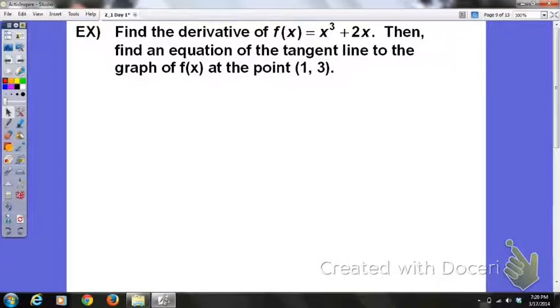Alright everybody, buckle up for this one. We're going to need to find the derivative of f of x equals x cubed plus 2x. That will give us our general derivative that will allow us to find a slope of the tangent line at a specific ordered pair. After we find that general derivative, we then need to find an equation of the tangent line to the graph of f of x at this specific point.